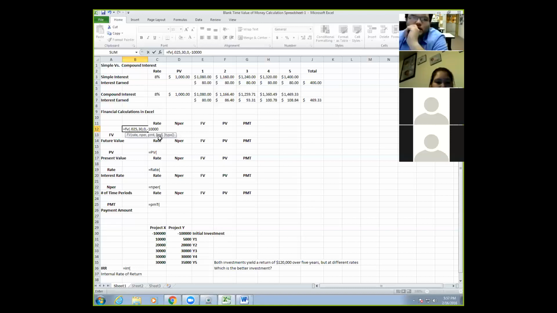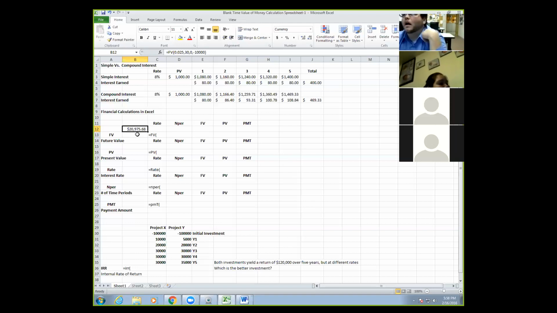Okay, so I've entered all 4 of those things here. I don't have to enter type. I don't have to put a comma after this. You can, in fact, just hit enter right now. You don't have to put that last bracket in, and it will calculate for you. So this number that it calculated right here, 20,000.